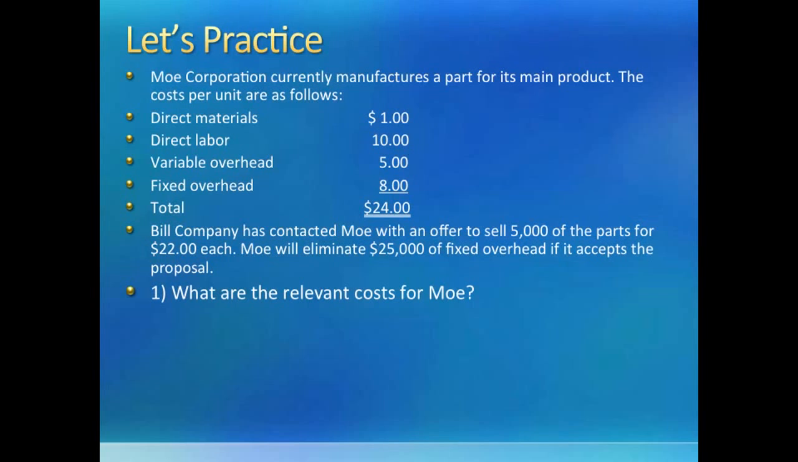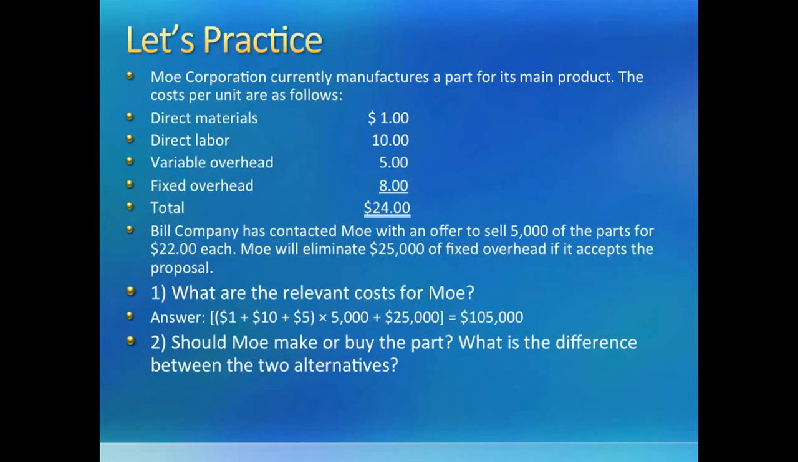First question, what are the relevant costs for making? Easy. All the variable costs, which means $1 of direct material plus direct labor plus variable overhead times the number of units in question, are all relevant costs, plus the $25,000 of fixed cost, which is going to be avoided if the decision to buy the part is taken.